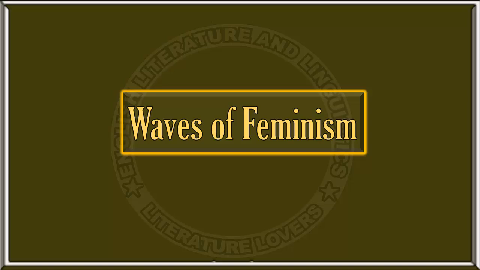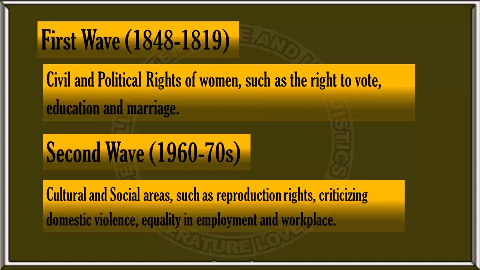Now we are going to look at the waves of feminism. Stay with me, please. The first wave, emerging in 1848 and lasting till 1919, had as its main concerns the civil and political rights of women, such as the right to vote, education, and marriage. The second wave of feminism, lasting from 1960 to the 70s, was about cultural and social areas such as reproductive rights, criticizing domestic violence, and equality in employment and the workplace.